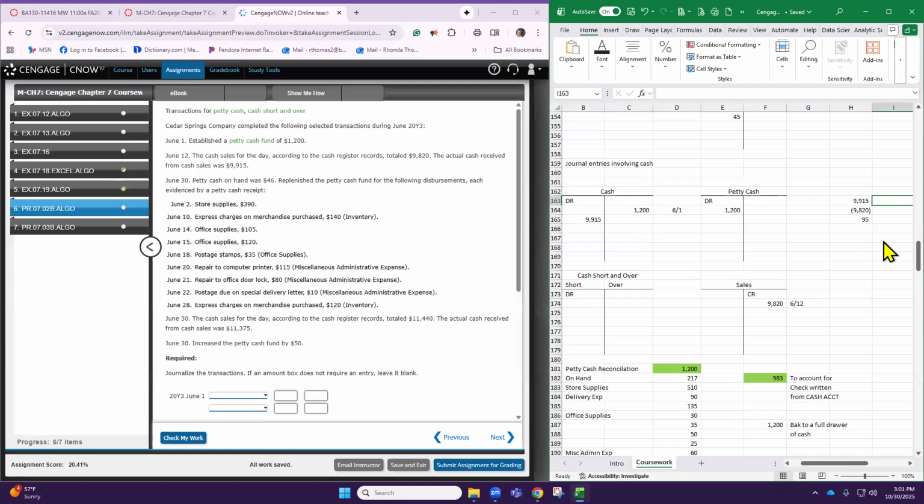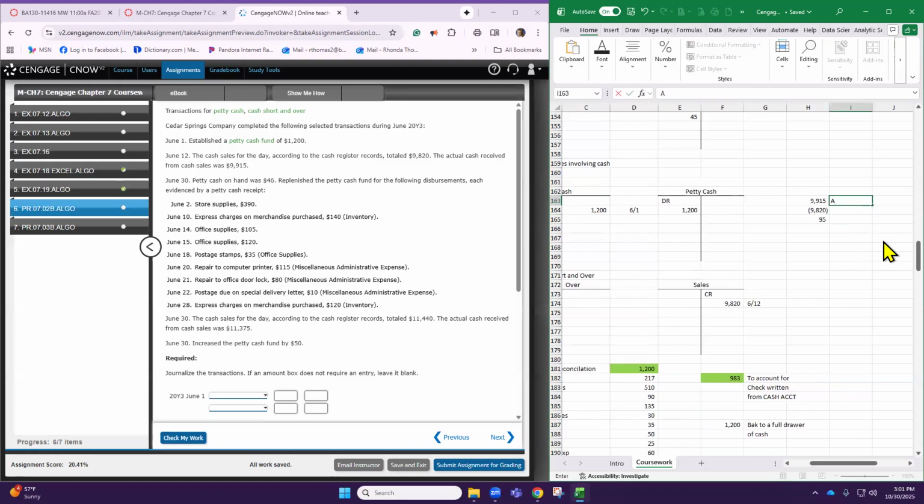Okay, so this is actual and register tape. Okay, and then if it's a positive number, it's long.